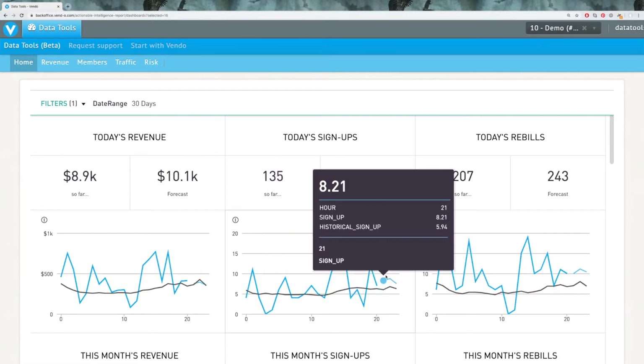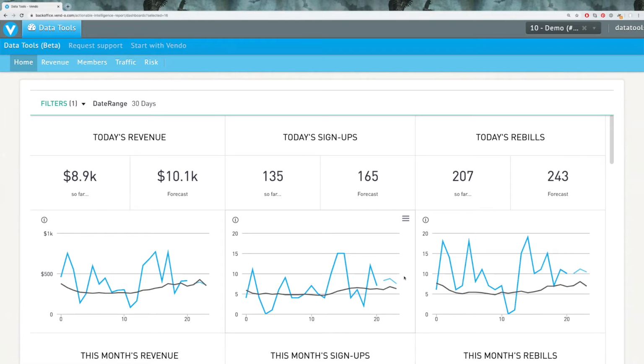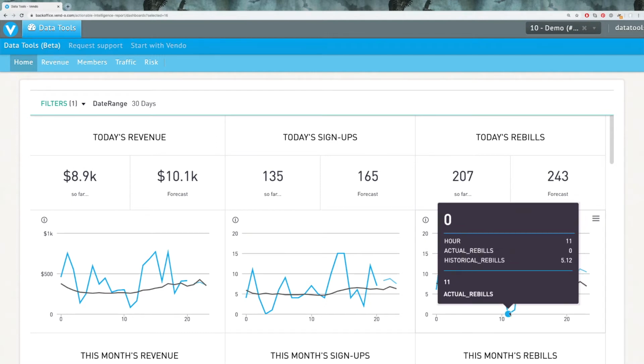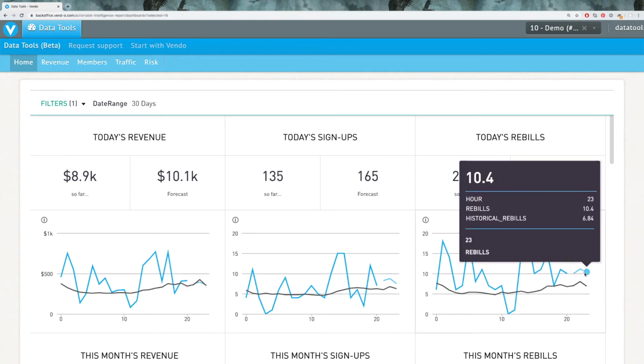So there's your sign up forecast. It's showing slightly higher than your historical. And that's good news, of course. Then as we move on to rebills here, it's significantly higher. There was a small dip there after 10 in the morning you can take a look at. But in the rest of the day, you're significantly higher than in the previous last 4 days that were the same day of the week.